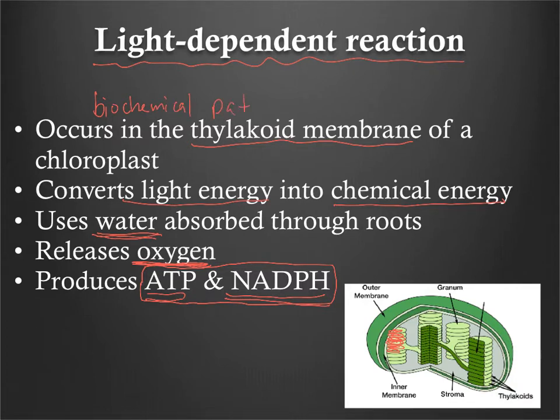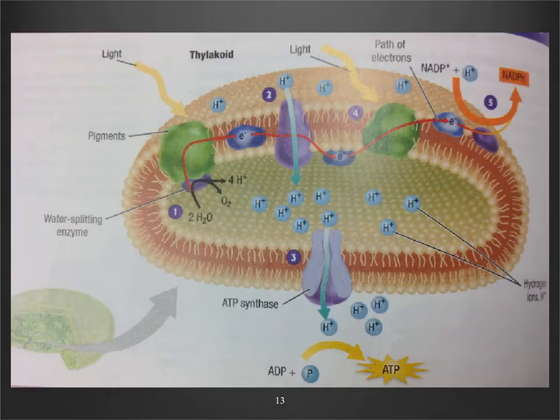A series of reactions, linked reactions, where the products of one are the reactants in the next. Okay, so these are all linked reactions. One has to take place before the other, and they're linked together in this way. So all of this is a thylakoid. This whole structure here is a thylakoid membrane.